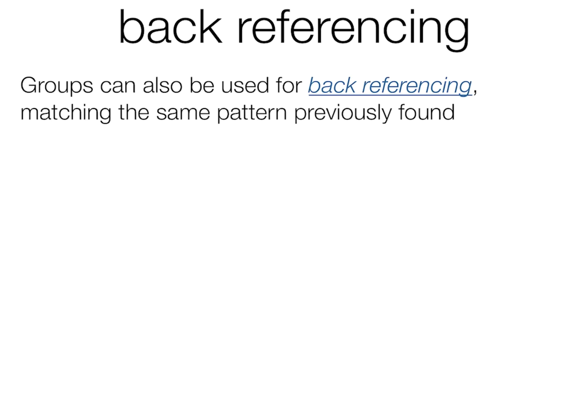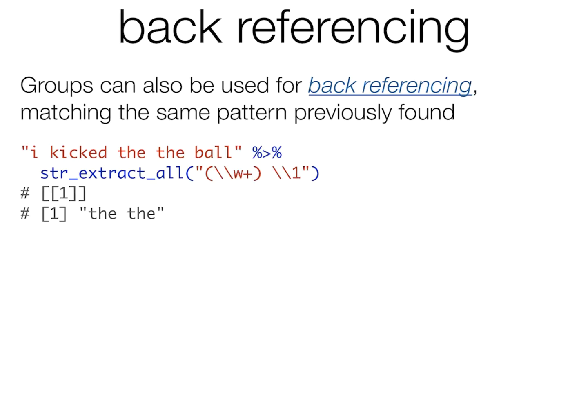Now into back referencing. Groups can actually be used for back referencing, and what that means is that you're going to match a pattern that was previously found. For example, in a text processor, you may run into this problem. "I kicked the the ball." This is very common when you're actually doing editing, where you go back and you've edited something, but you forget to remove the article or you include the article, and it ends up just being there twice.